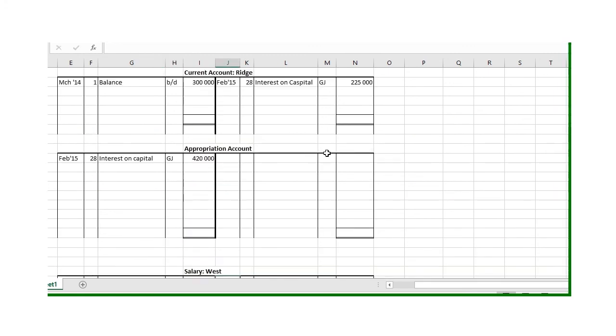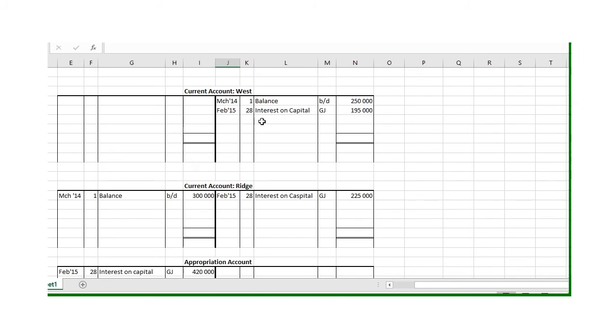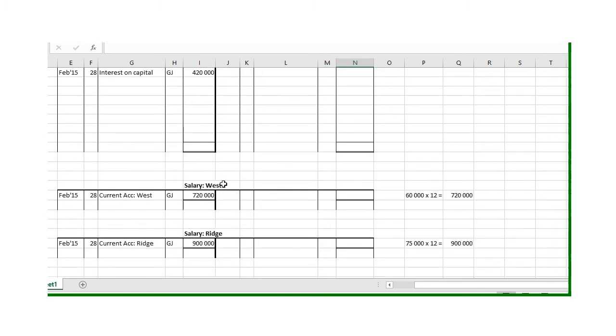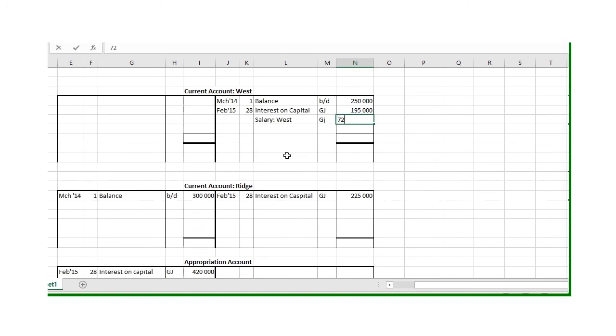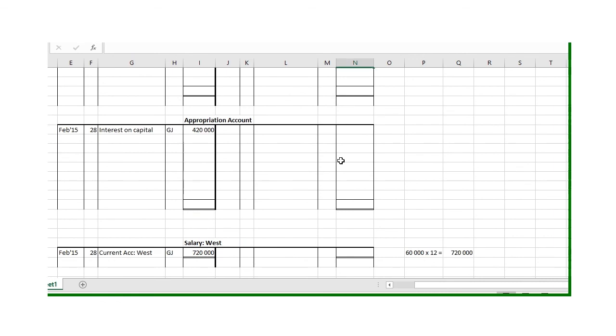So in the current accounts, from the salary accounts, salary West, from the General Journal would now be 720,000. And do the same for Rich. See, with their salaries, they've got individual accounts, with the interest as well as later with the bonus, it is in a combined account. So you haven't got Interest Capital West and Rich, you have only got one interest, but salaries, they split. Rich's was 900,000.